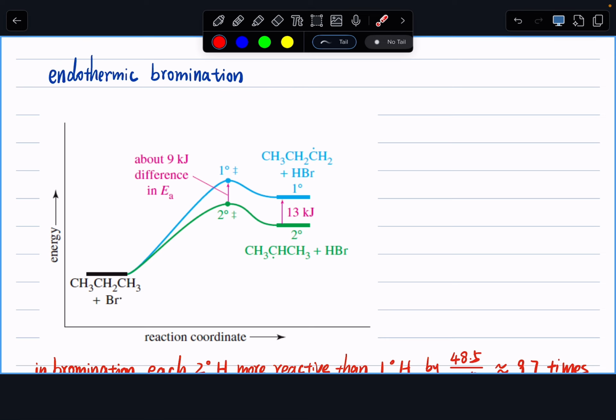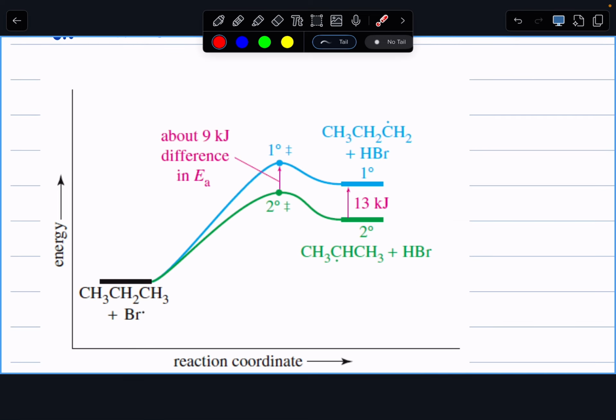So again, for bromination, we have endothermic reactions. On the profile here, we see the transition states are closer in structure to the product. Let's say we calculated our products, and the relative thermodynamic stability of my products differs by 13 kilojoules per mole. In my reactant, however, we're talking about abstraction of a CH bond of the same molecule. So the reactant is the same, no selectivity whatsoever.